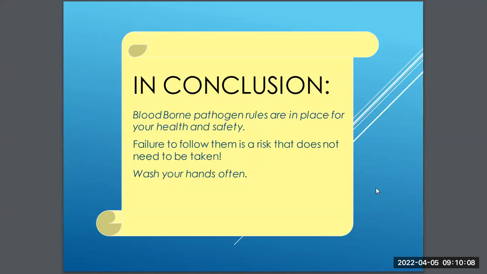In conclusion, bloodborne pathogen rules are in place for your health and safety. Failure to follow them is a risk that does not need to be taken. Wash your hands often.